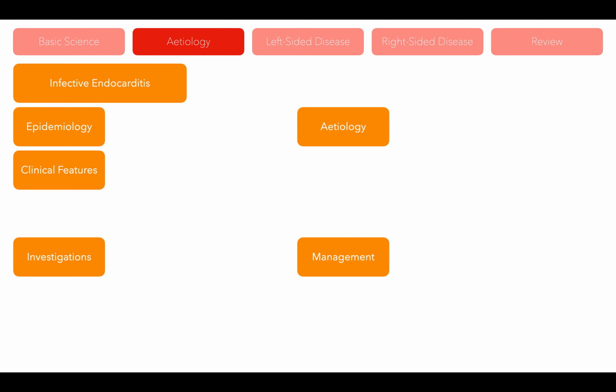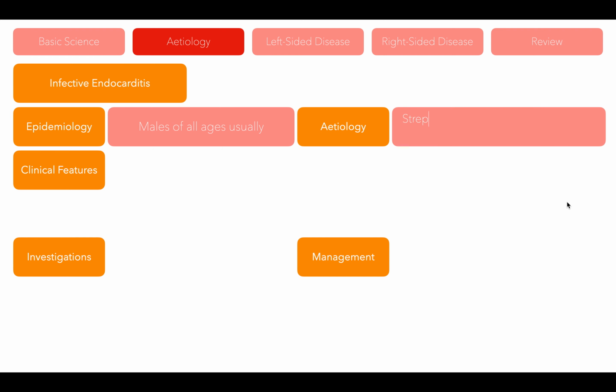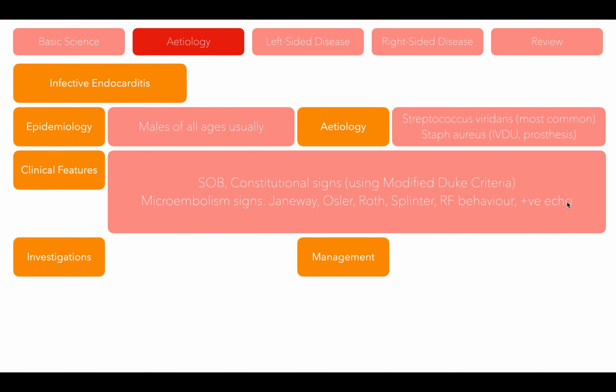So, infective endocarditis. The epidemiology of IE is males of all ages usually. And the etiology kind of depends on what's going on. So, strep viridans, or viridans streptococcus, is the most common across all, apart from if you have a prosthetic valve or you're an IVDU, an intravenous drug user, in which case Staph aureus is the most common. That will affect your treatment, obviously. You're going to use something called the modified Duke criteria, which if you're interested, look it up, but otherwise you'd probably just look it up on MDCalc when you're seeing a patient with query IE. So shortness of breath and constitutional signs and a few others.